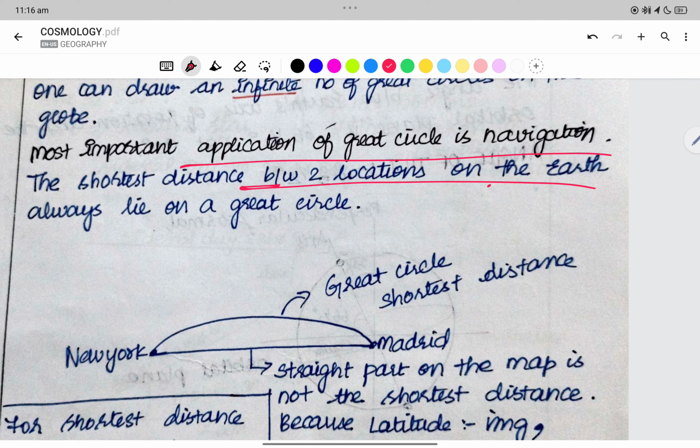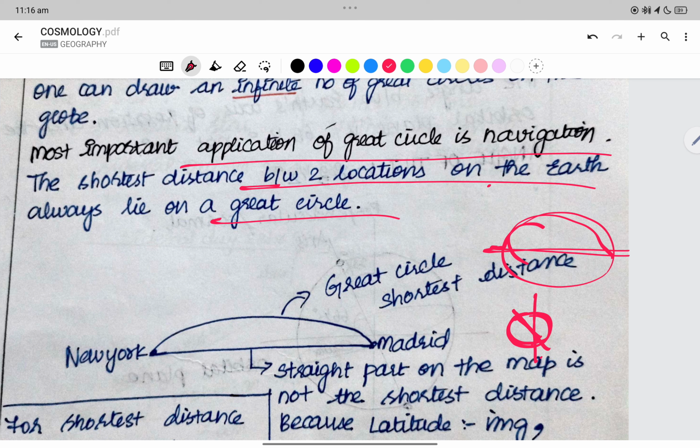Great circles are used in navigation. For the shortest distance between two places, you have to draw a circle and then cut the circle equally, and that gives the shortest distance between the two places. Now we have this place and then this place, right? You have to draw a circle and then cut it equally, and this is the shortest distance. The straight line on the map is not the shortest distance. This is the shortest distance.